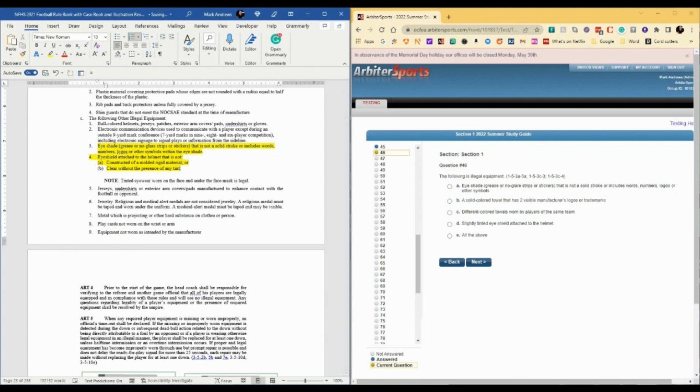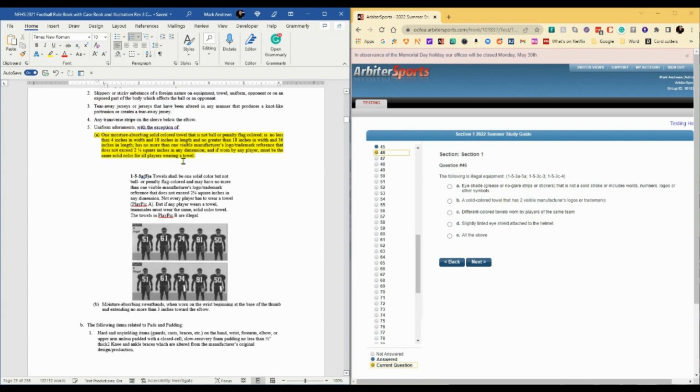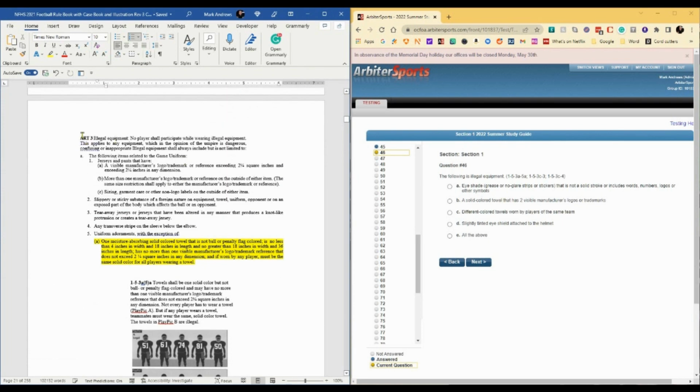Question 46. The following is illegal equipment. And the rule reference is 1-5-3. And we've talked about this already. Illegal equipment, there's a long list. Here it is right here. So, all of these. So here we got the restriction against towels that have more than one visible manufacturer's logo. Okay. And the towels must be the same solid color. So that's two of the four.